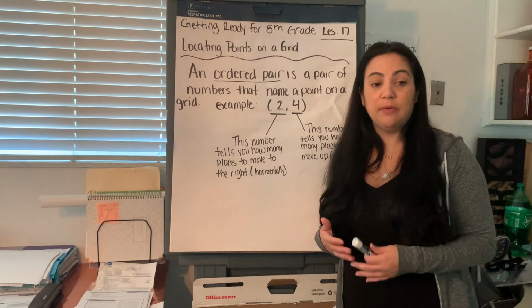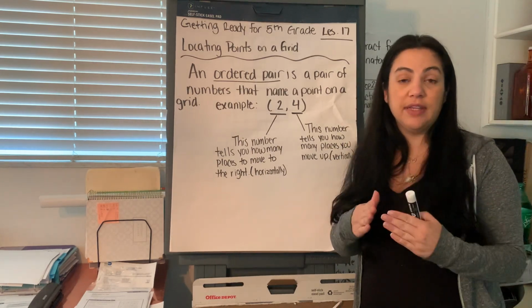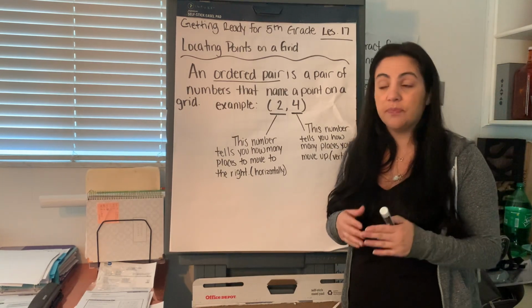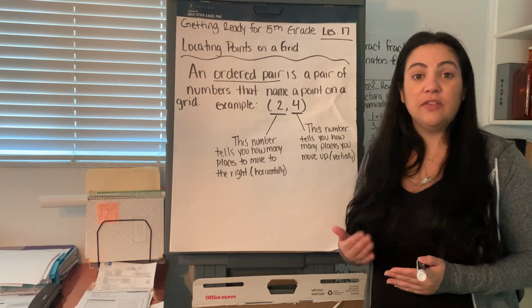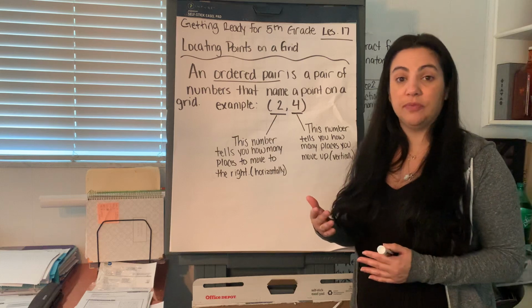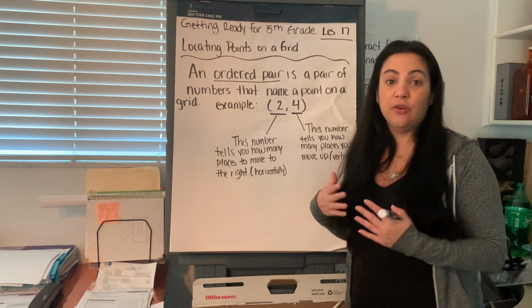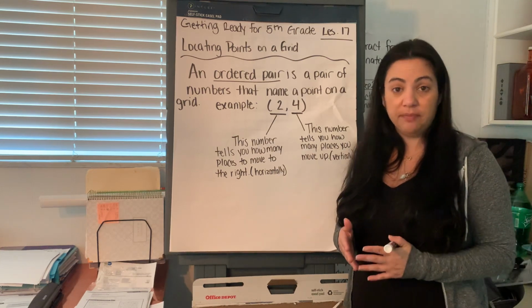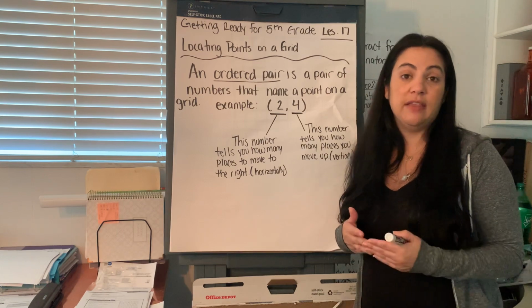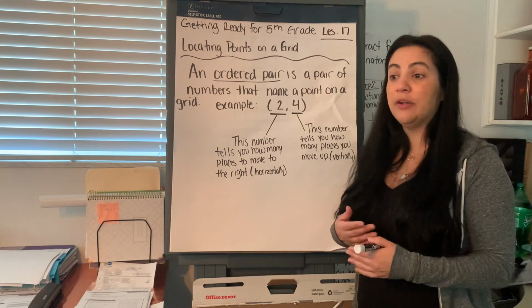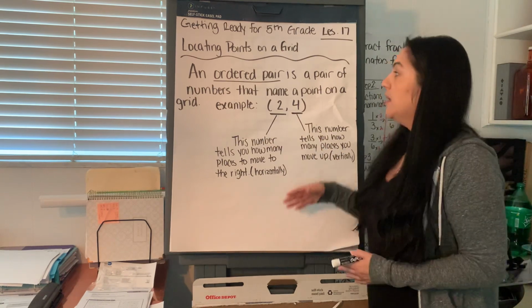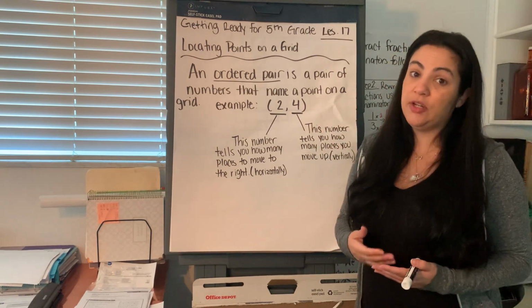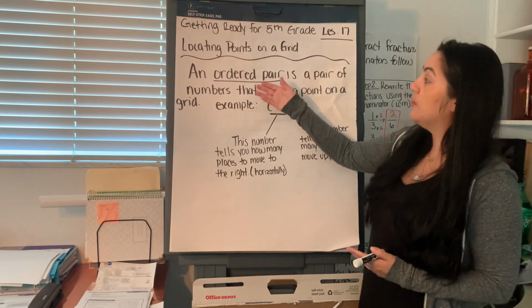Locating points on a grid is basically finding where two numbers meet. A grid will help you count the spaces in between to find how many places you have to move. Now, in this grid, you're only going to have one part of the grid, and that's what we're going to be learning this year. Next year, you'll be learning more parts of the grid, but the steps will remain the same. In order to find these points on a grid, you need to have an ordered pair.